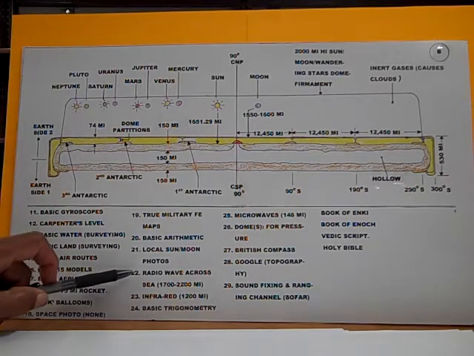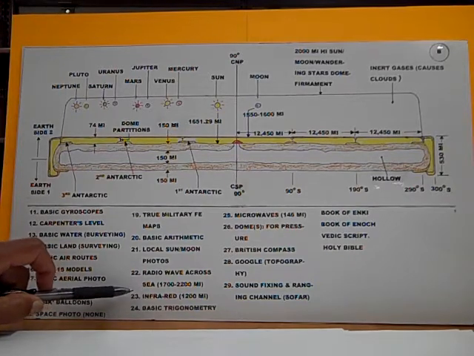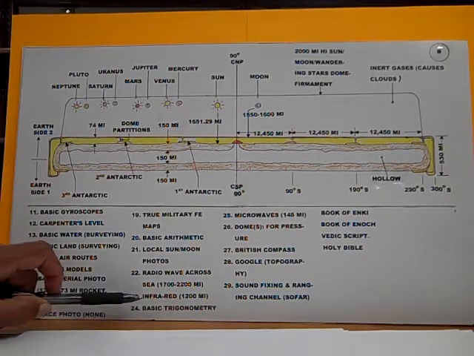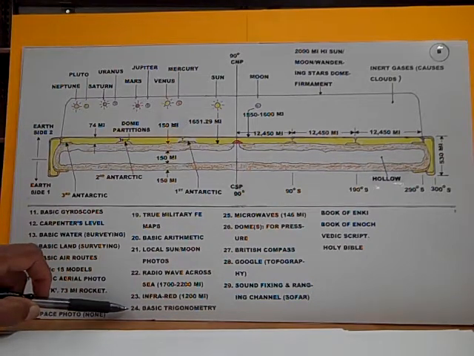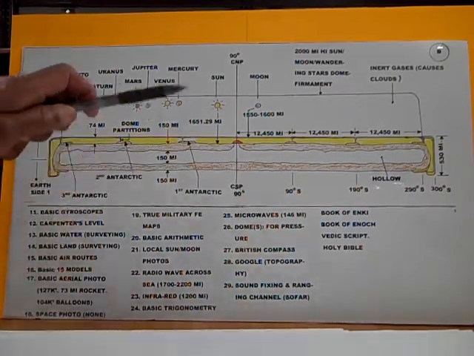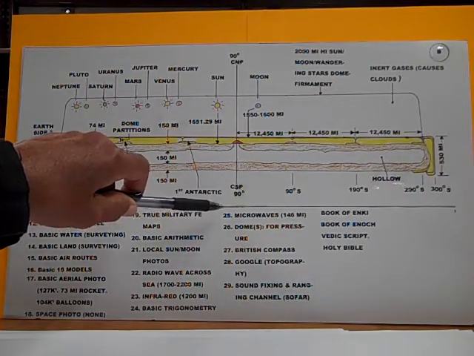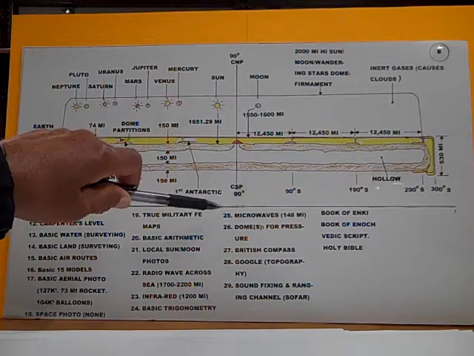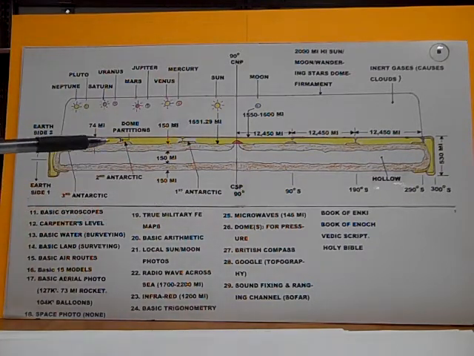Number 22, radio waves across the sea, 1,700 to 2,200 miles. Number 23, infrared, 1,200 miles. 24, basic trigonometry. Number 25, microwaves, 146 miles. That's no curve, no bouncing, none of this nonsense.